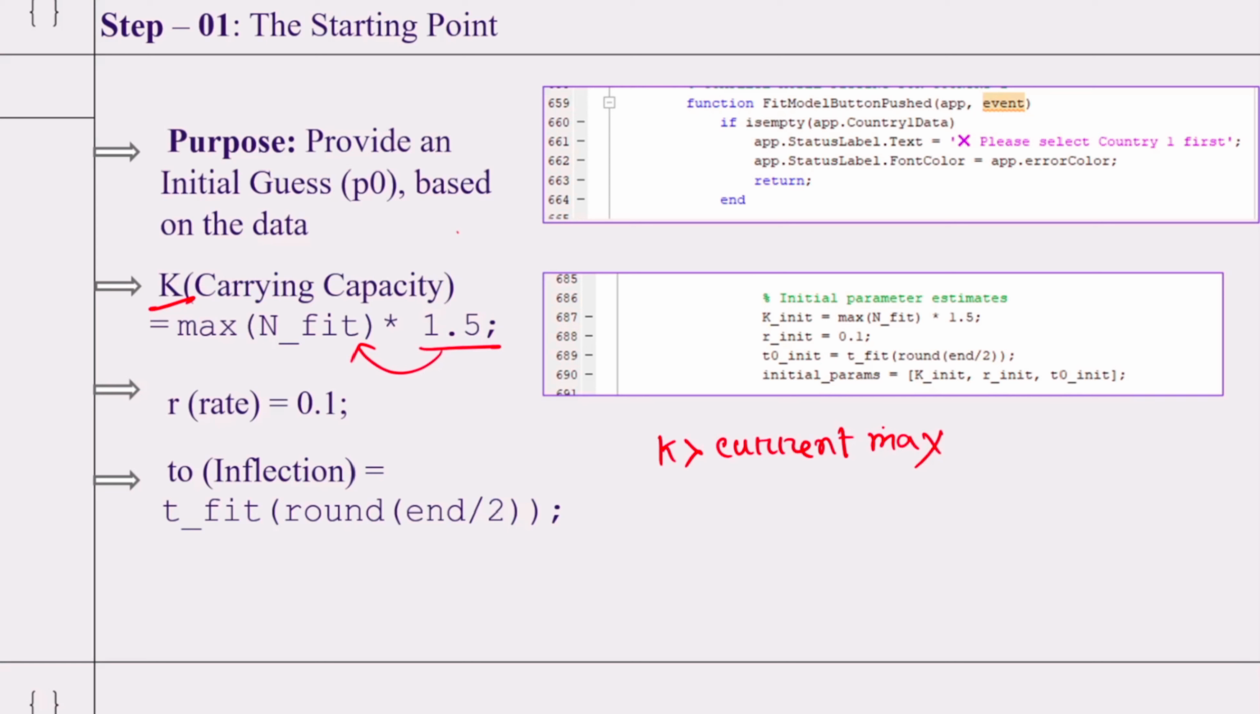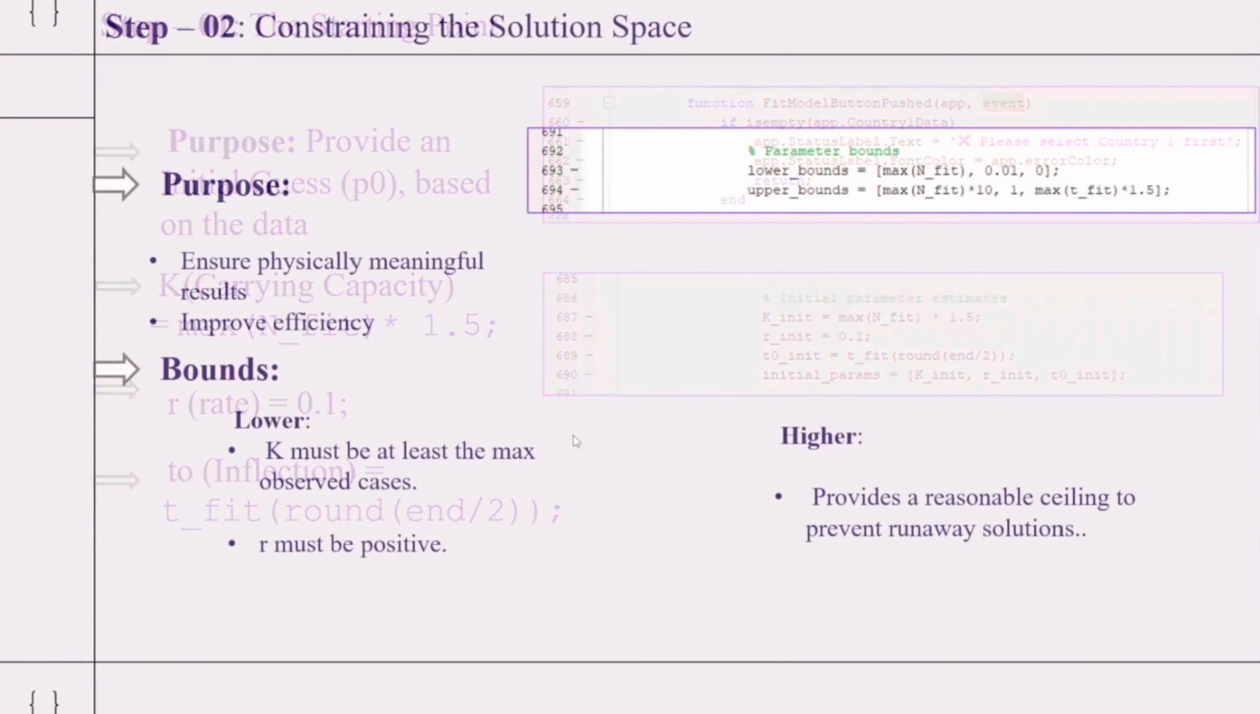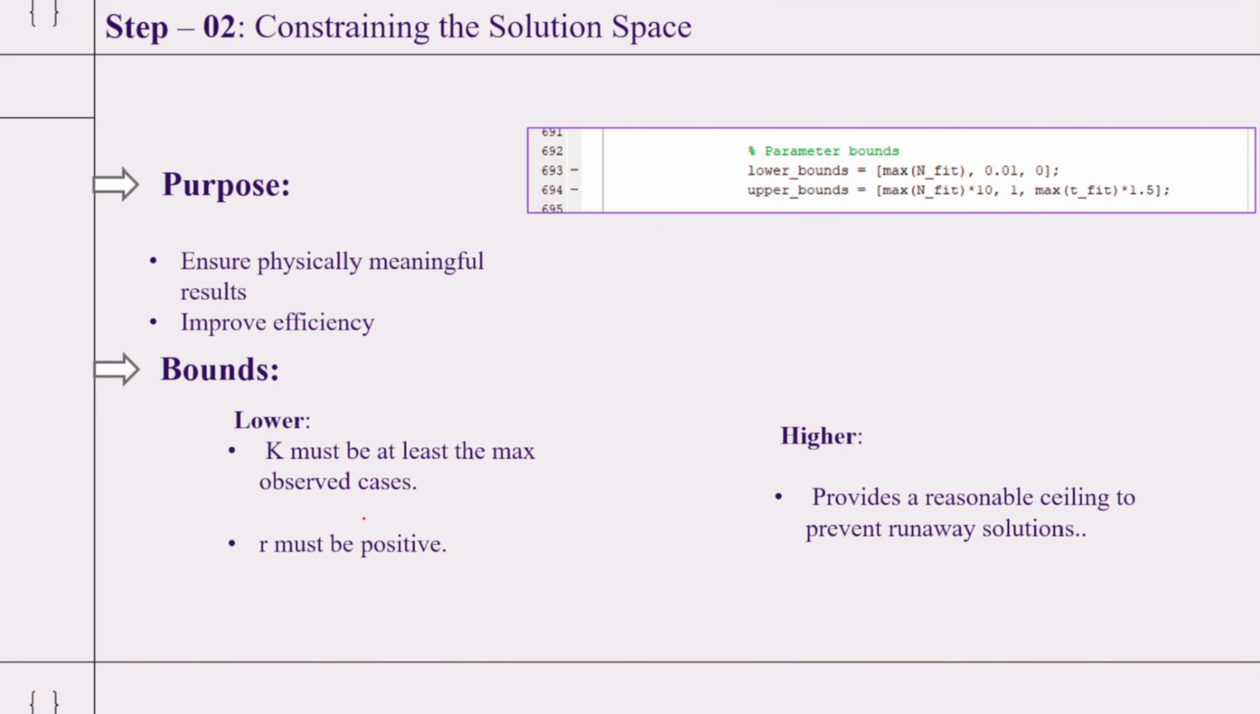Secondly, for the speed of the spread, we use 0.1 as a starting value. This represents a moderate growth speed that works well for most datasets. And T naught, the day of fastest growth, we guess it to be the middle of the time period. Second, we set some safety rules. We know some numbers are physically impossible, like a negative rate of speed. This not only improves the efficiency, but also ensures realistic results and a faster search.